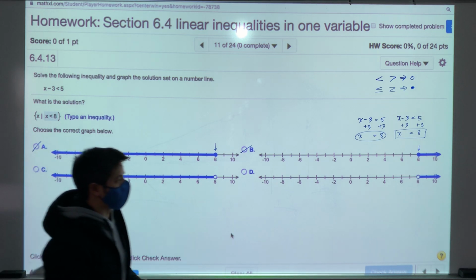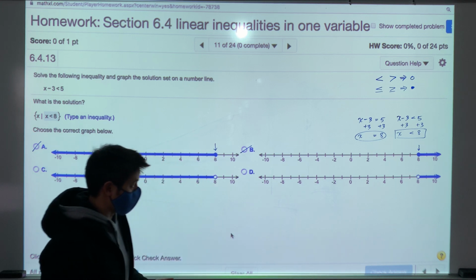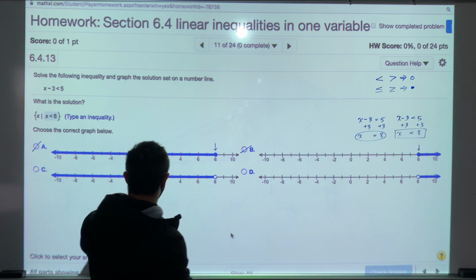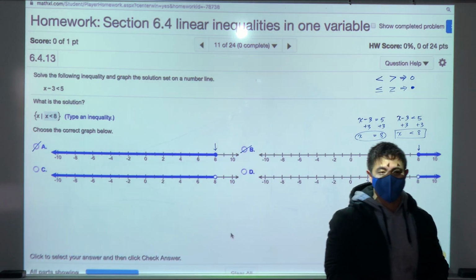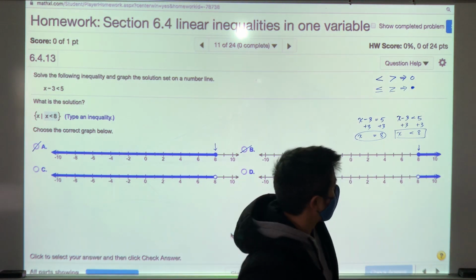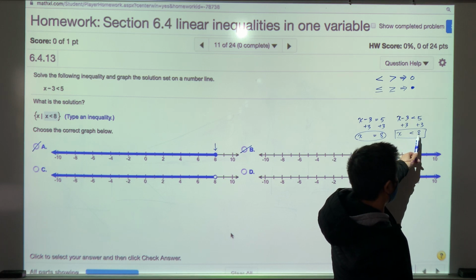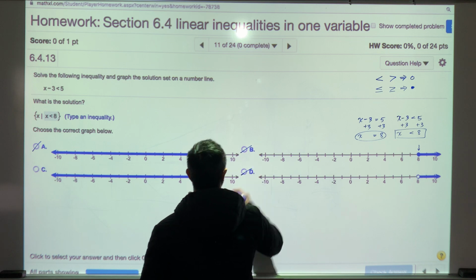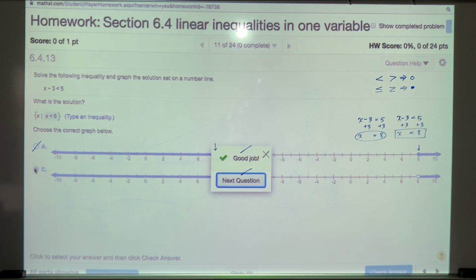So now the next question is, between C and D, which is the correct answer? C is going to the left. All answers are going to negative infinity. D is going to the right. All answers are going to positive infinity. Well, let's go and read this. All answers should be less than 8. And if that's the case, D cannot be correct because D is all answers that are greater than 8. C must be the correct answer.